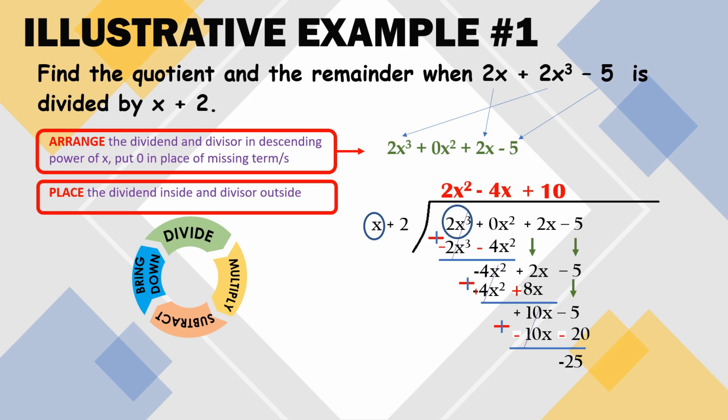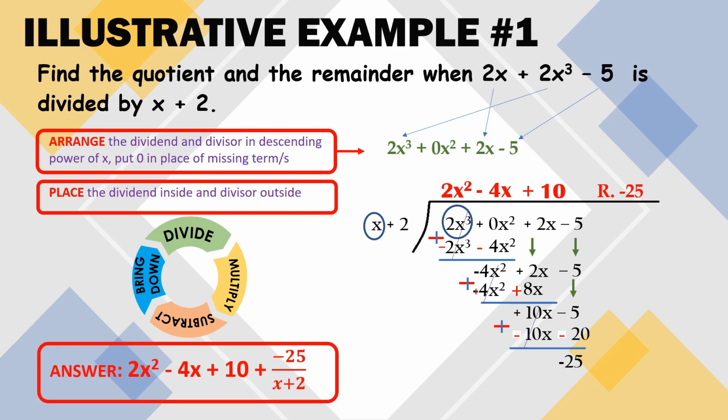So since there's no more terms to bring down on your polynomials, we're going to have negative 25 as our remainder. So all we have to do now is to write our answer in this form. So 2x squared minus 4x plus 10 plus negative 25, which is our remainder, over x plus 2, which is our divisor.